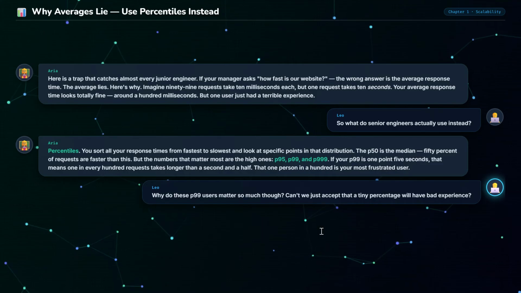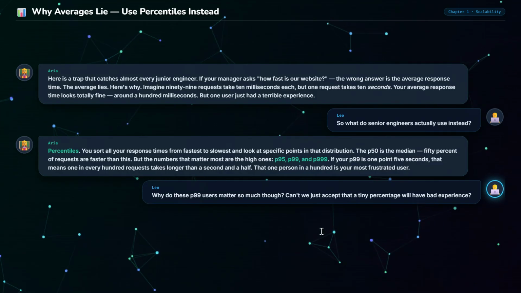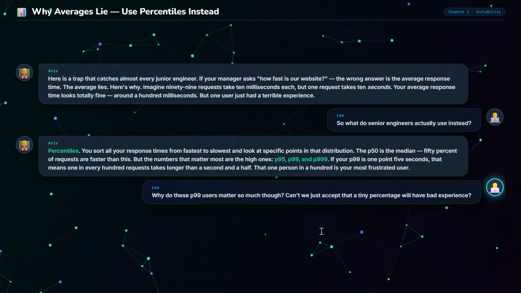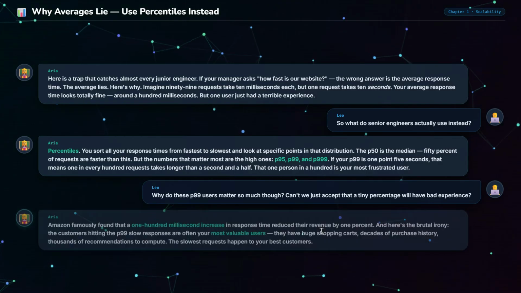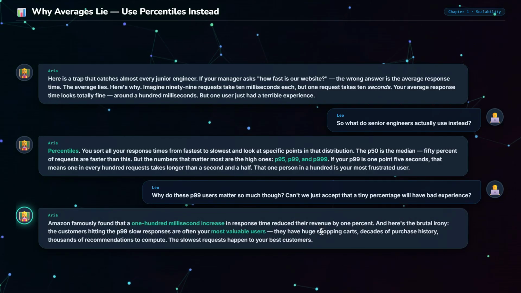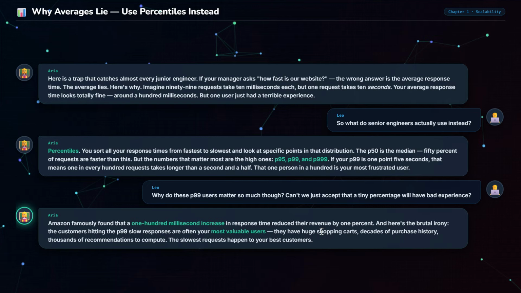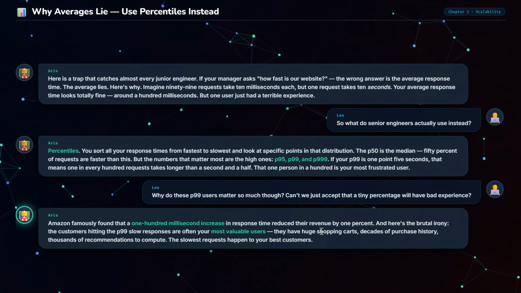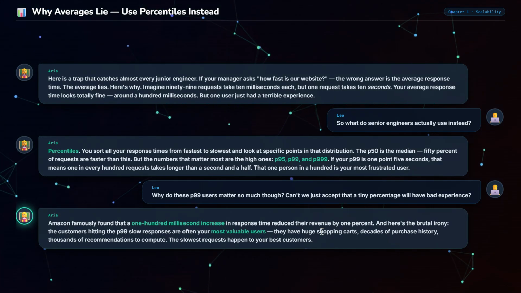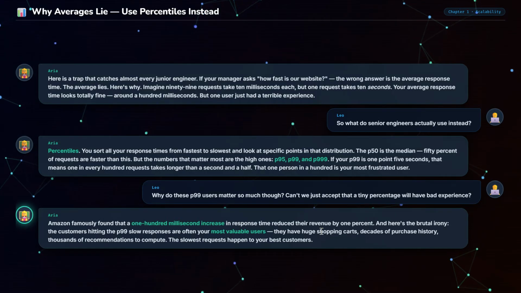Why do companies care so deeply about those P99 slowest users? Is 1% really worth all the engineering effort? Amazon famously discovered through rigorous experimentation that a mere 100 millisecond increase in response time directly reduced their total revenue by 1%. 100 milliseconds, barely noticeable to a human, cost them hundreds of millions of dollars per year.